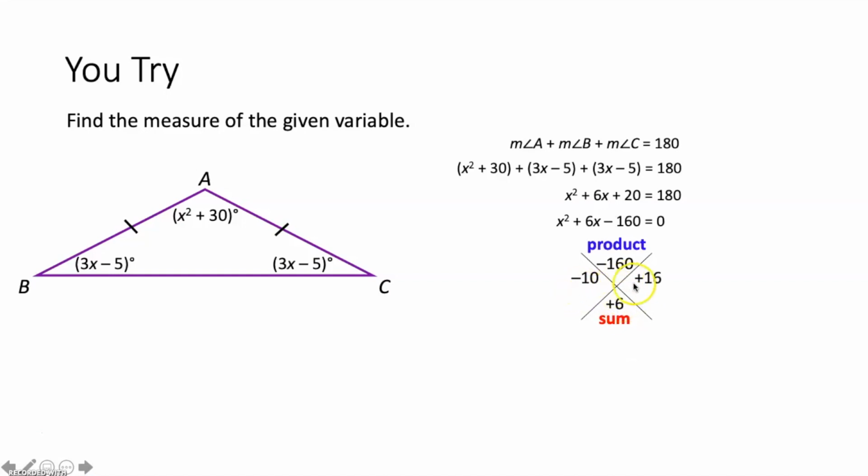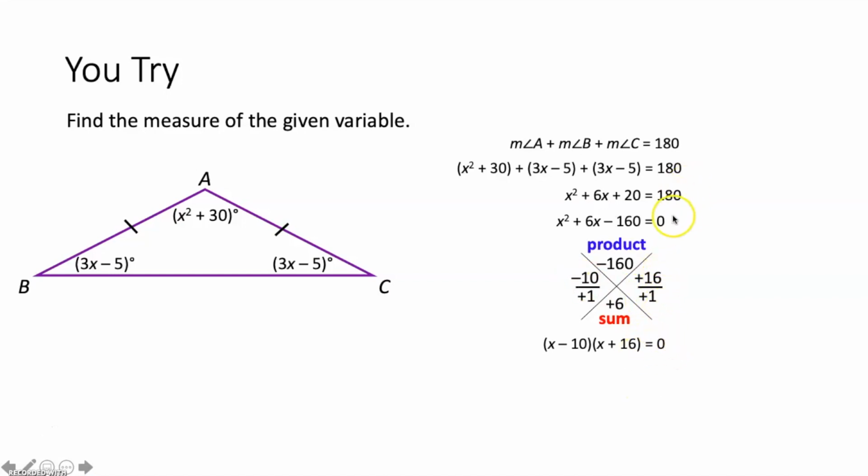I then divide each of those by my a value, which again is 1, so it doesn't really affect it, but it helps me see how I'm going to put it in parentheses. When I put it in parentheses, I go bottoms up. The number at the bottom of our fraction is going to go in front of the x. So it's going to be 1x minus 10 times 1x plus 16.